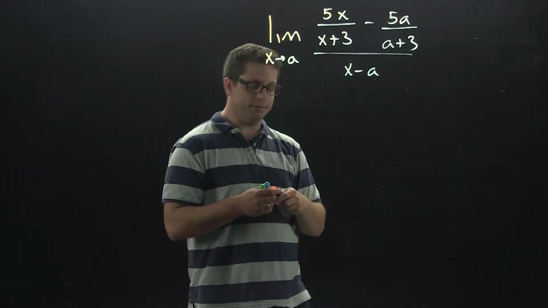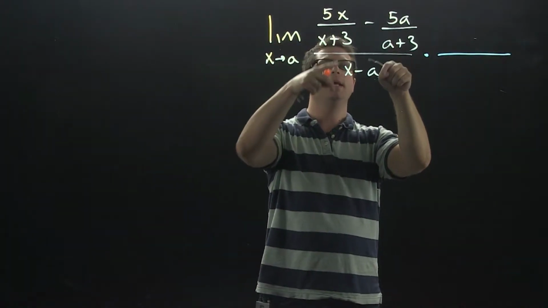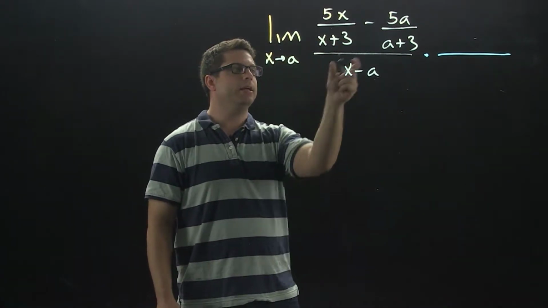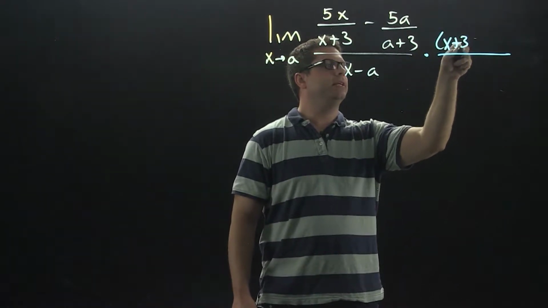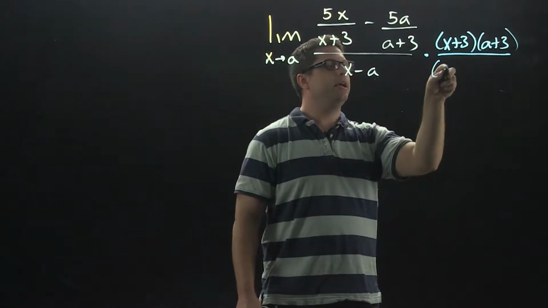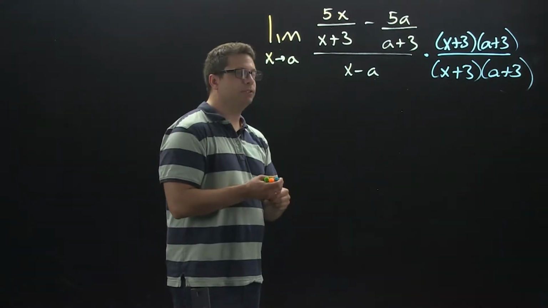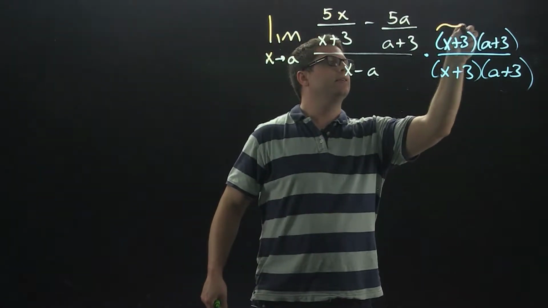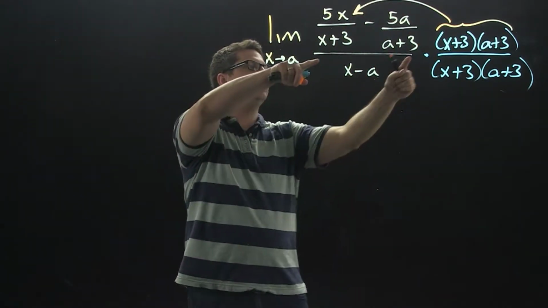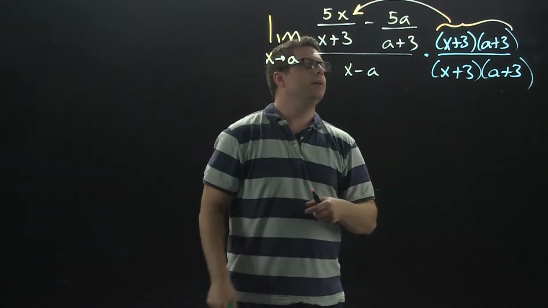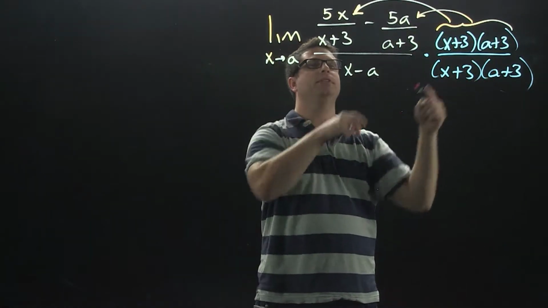Now there are two fractions on top, and what I want to do is clear the fractions, clear the denominators. I'm going to do that by multiplying top and bottom by their common denominator. A common denominator will always be the product of those two denominators. So we have x plus 3 and a plus 3 on top, and then on the bottom as well. I'm doing it like this because when I multiply it onto this fraction, I'm hoping that you can see the x plus 3's cancel, and when I multiply it onto the second fraction, the a plus 3's cancel.